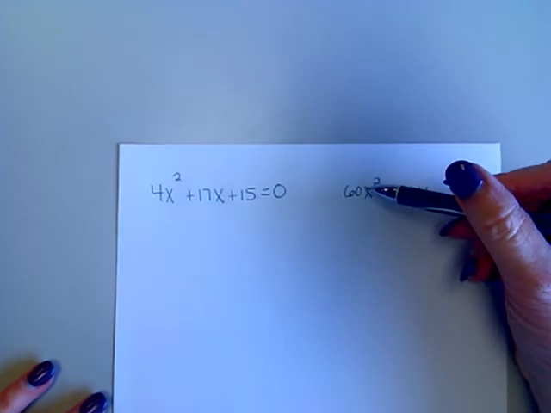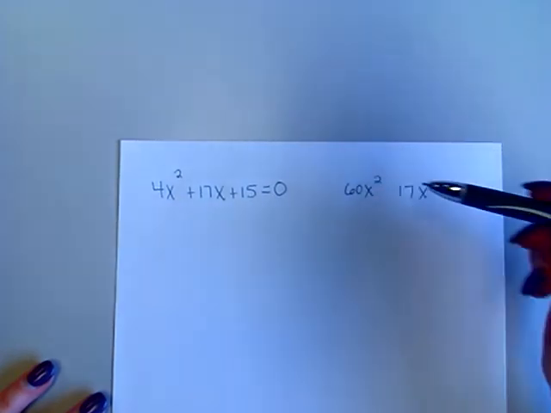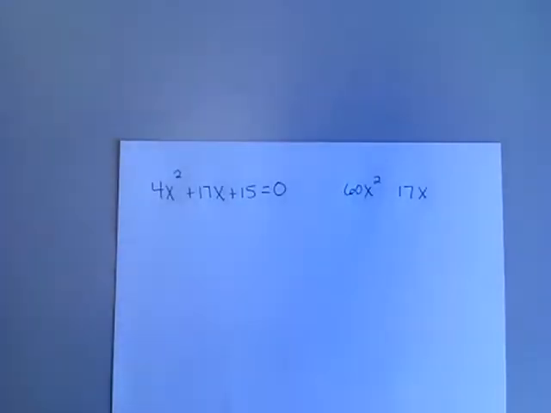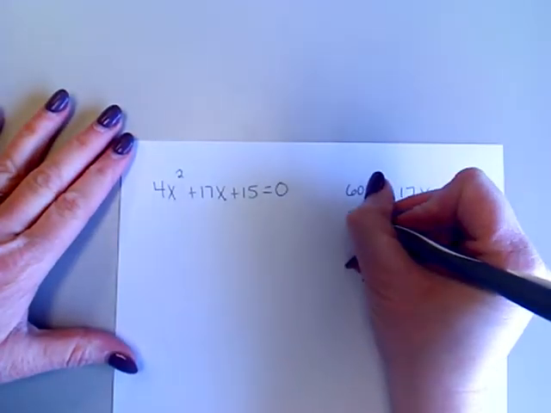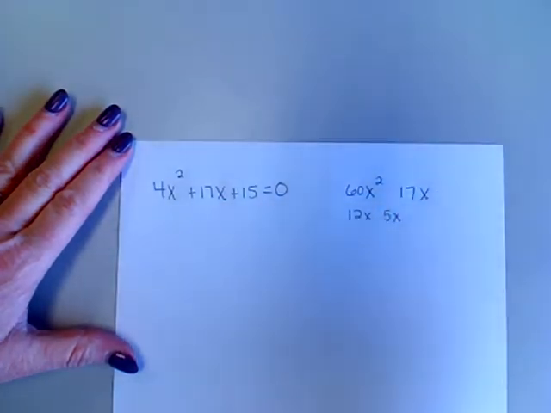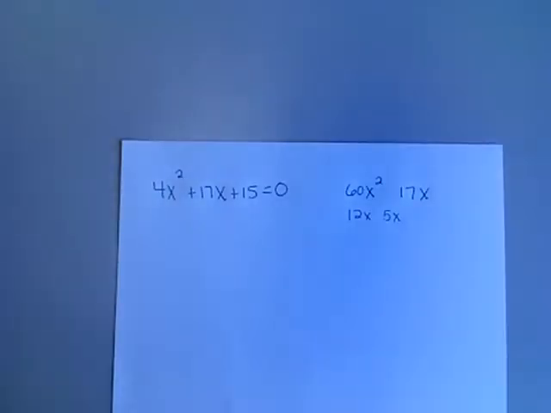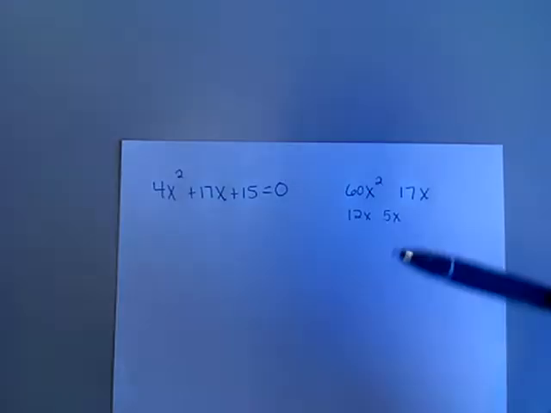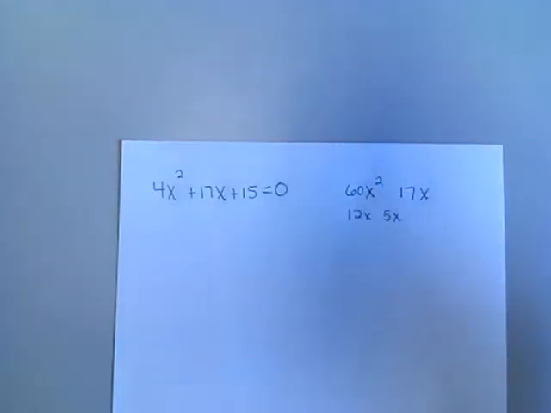Now, what can we multiply to get 60x squared, but add to get 17? Okay, 5 and 12. That is correct. So I'll do 12x and 5x. Again, guys, this is the hardest part of this, figuring out what the factors are.